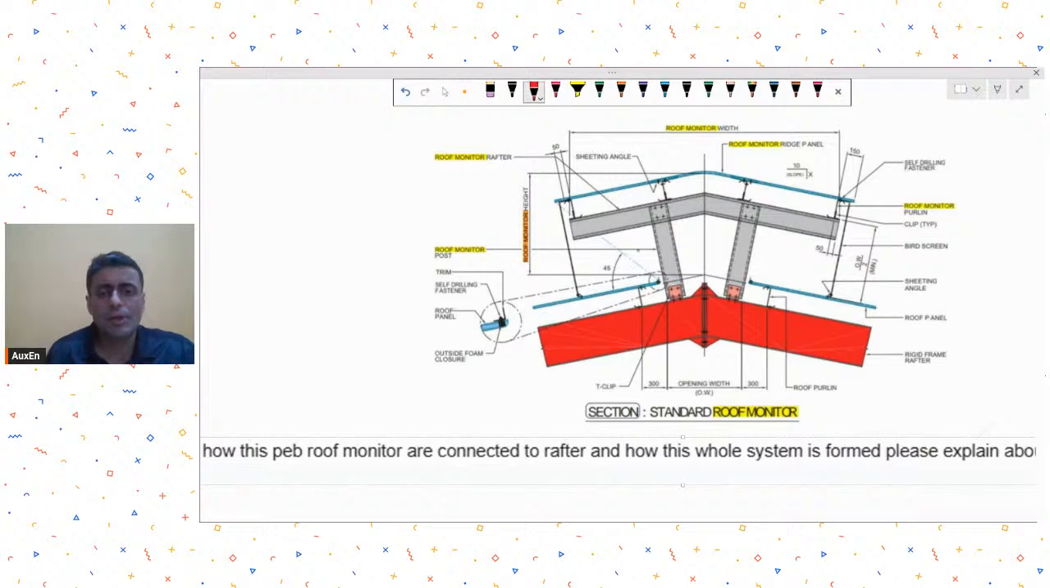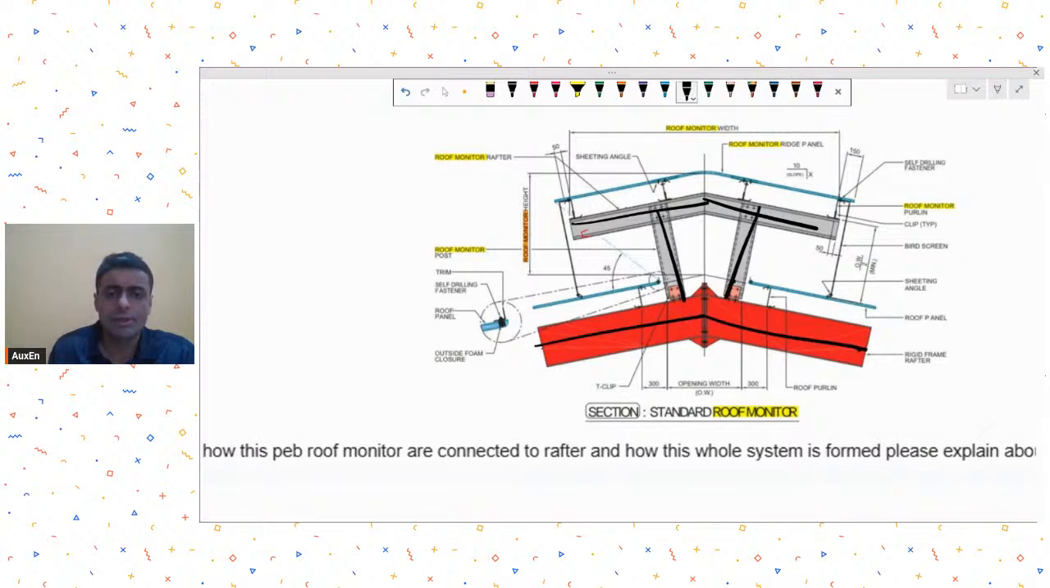Number one thing, why do we need to provide such a thing? Why is this roof monitor being provided? I mean, you had a roof over here, perfectly fine. Now, why do you need to provide this system? So usually this system is provided because you want some air ventilation to occur. So what happens is that you create a gap over here. This is a gap in the sheeting. That means your hot air, if it rises above, can escape from here.